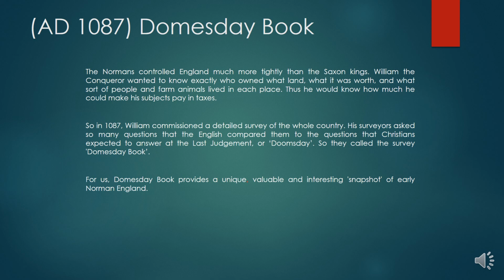The Normans controlled England much more tightly than Saxon kings. William the Conqueror wanted to know exactly who owned what land, what it was worth, and what sort of people and farm animals lived in each place. Thus, he would know how much he could make his subjects pay in taxes.